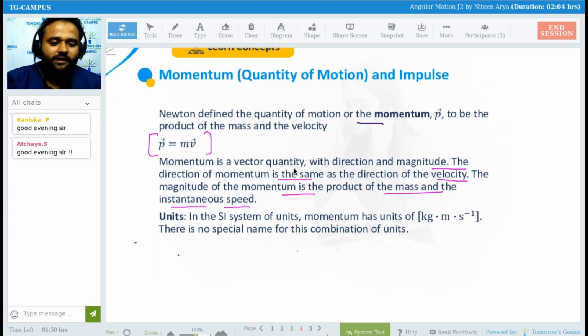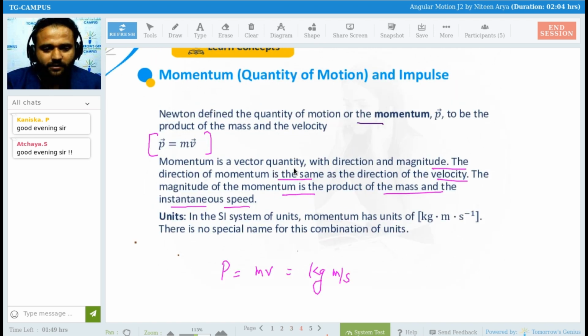The SI unit of momentum is kilogram meter per second, because it is simply P equals mv, and the unit of velocity is meter per second. Okay, so that is why it is kilogram meter per second, nothing more in this. Clear?